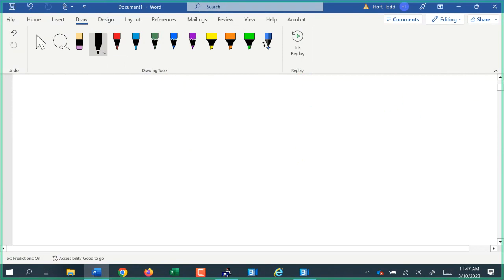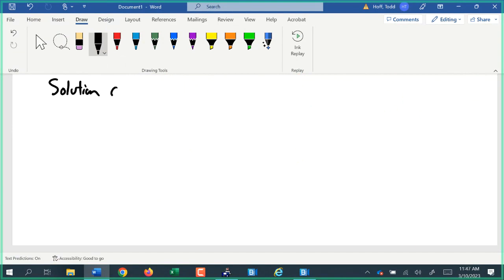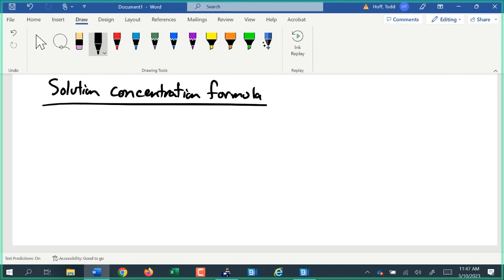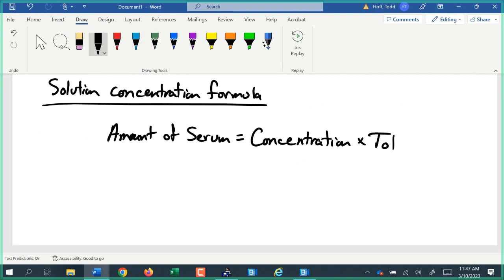Then the last thing where we left off, we were looking at that solution concentration formula. Where we had, well, the formula is the amount of serum equals the concentration, which is just a percent as a rate, times the total amount of solution.